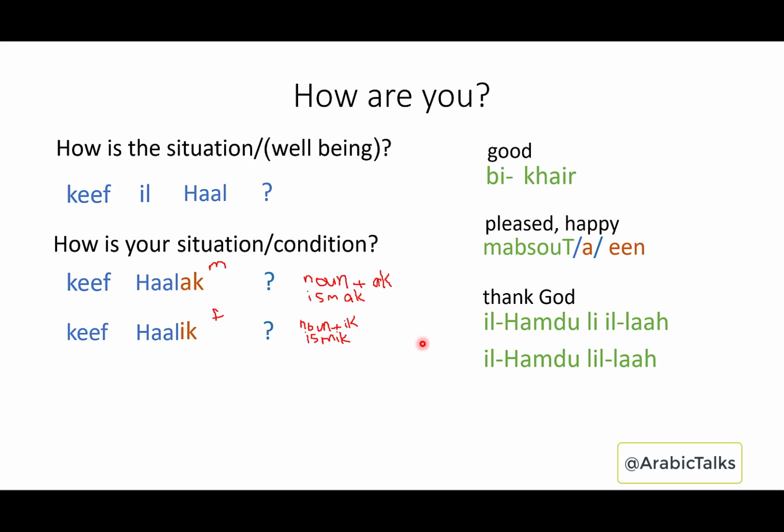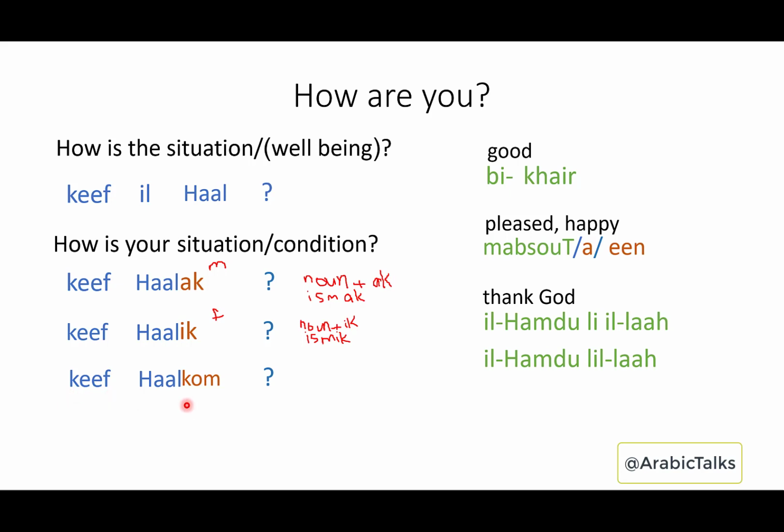Great. Let's come to the third condition where I am not talking to one gentleman. I am not talking to one lady. I am talking to more than one person. So it will not be كيف حالك, not ak. It will not be كيف حالك. I will not use ik. I will use the pronoun that addresses a plural, a group of people, and that is كم.